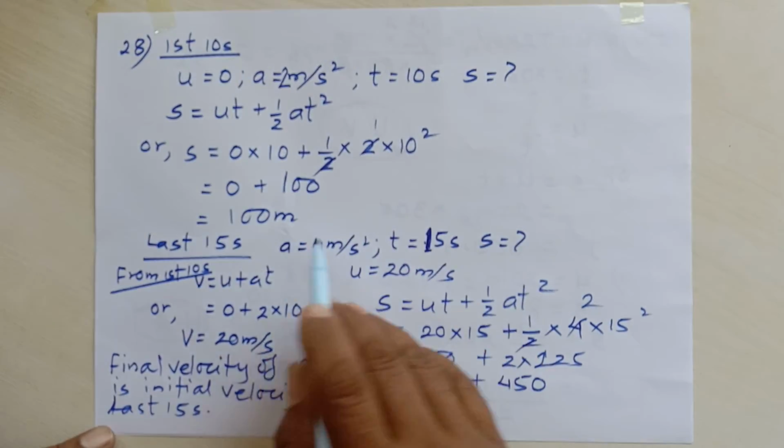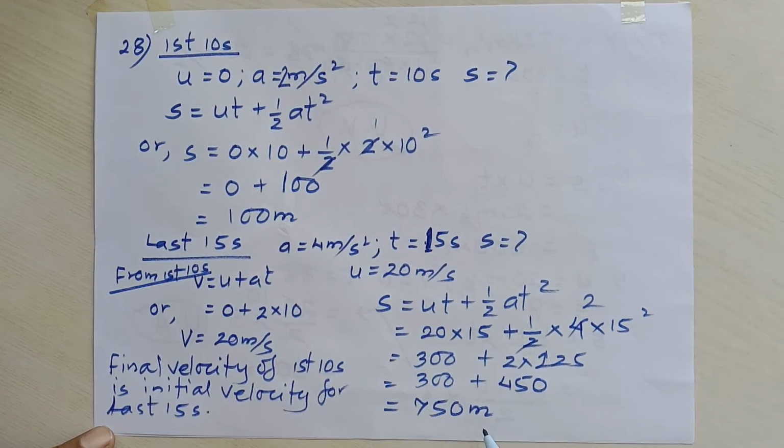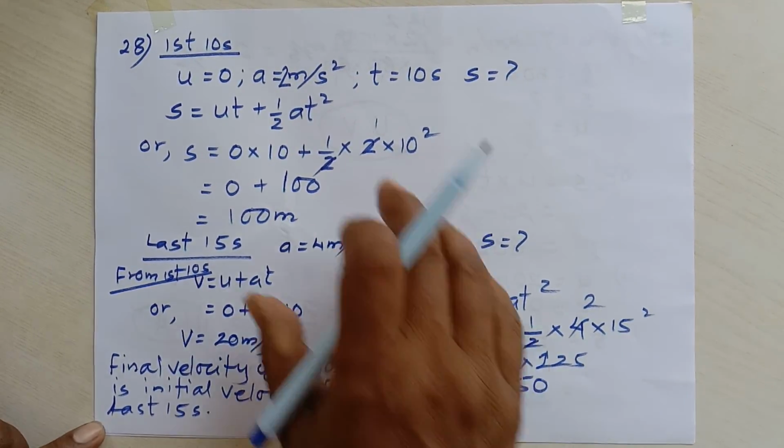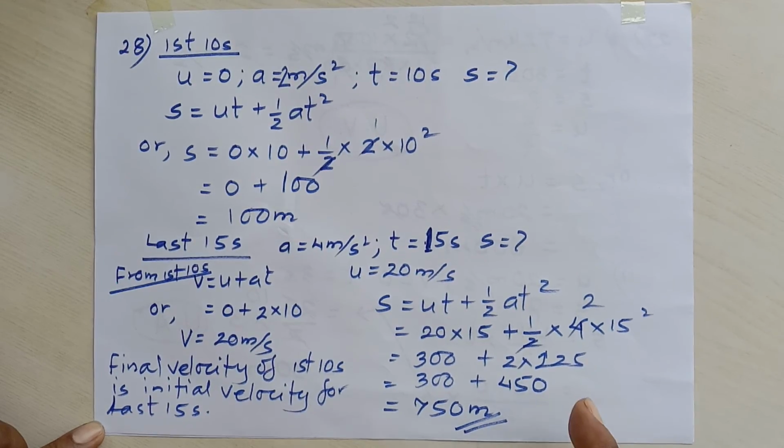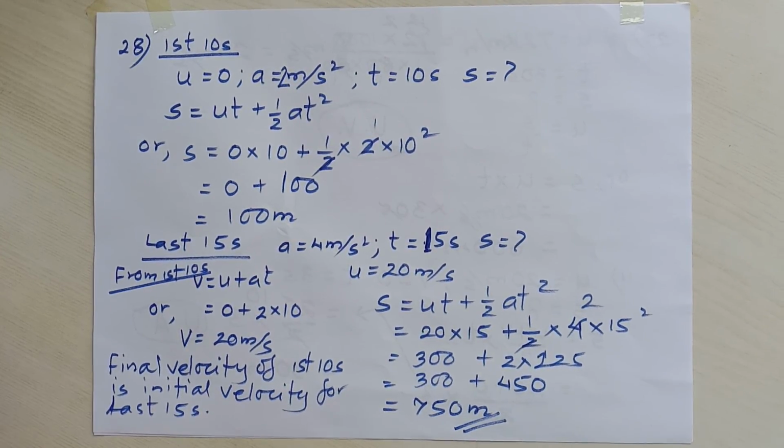First 10 seconds it will cover 100 meter distance, and last 15 seconds it covers 750 meter distance. That's why in total, in 25 seconds, how much distance is covered? 850 meter. This way we can calculate.